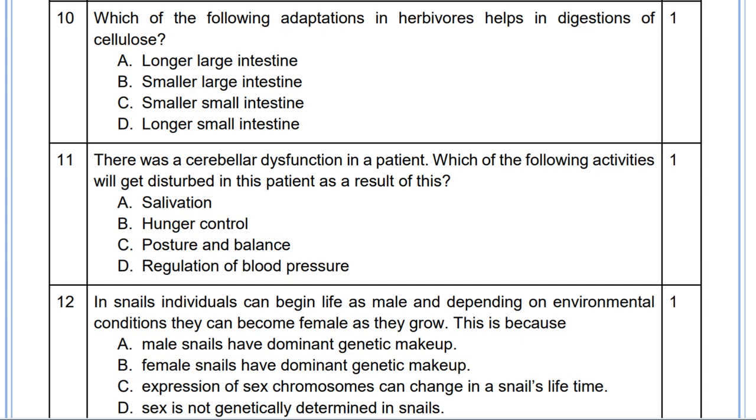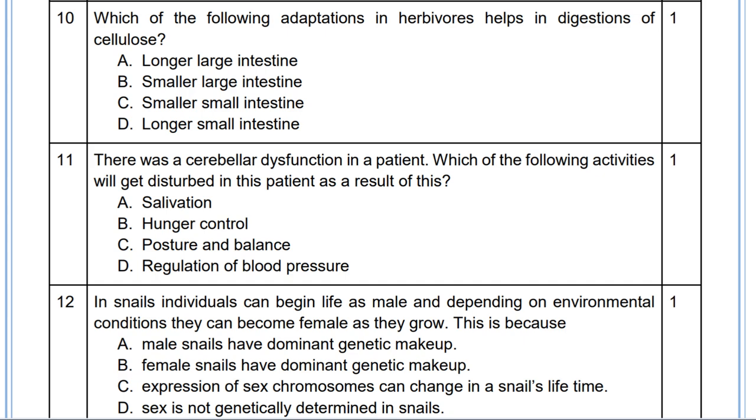Question 10. Which of the following adaptations in herbivores helps in digestion of cellulose? A. Longer large intestine. B. Smaller large intestine. C. Smaller small intestine. D. Longer small intestine. Correct answer is D. Longer small intestine.